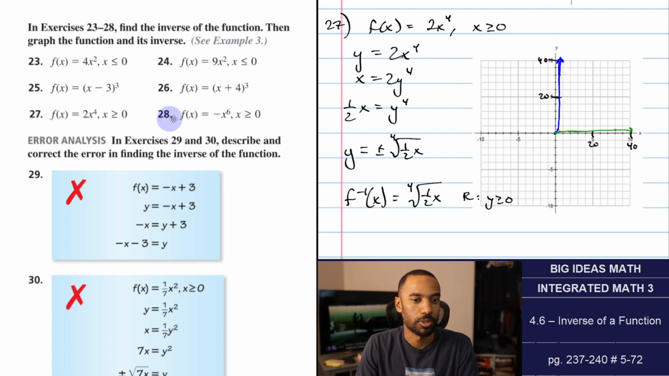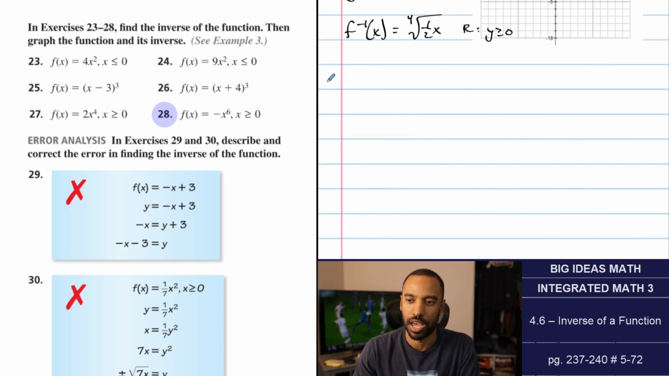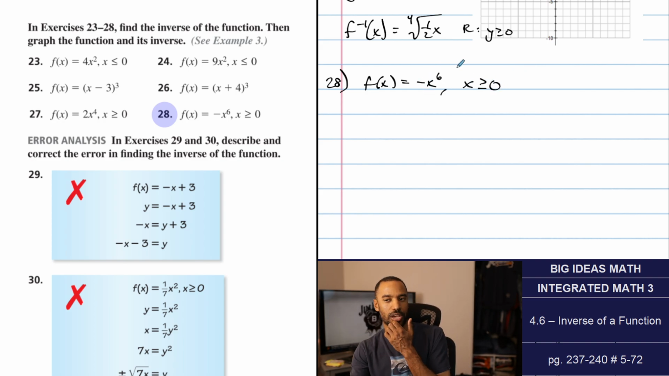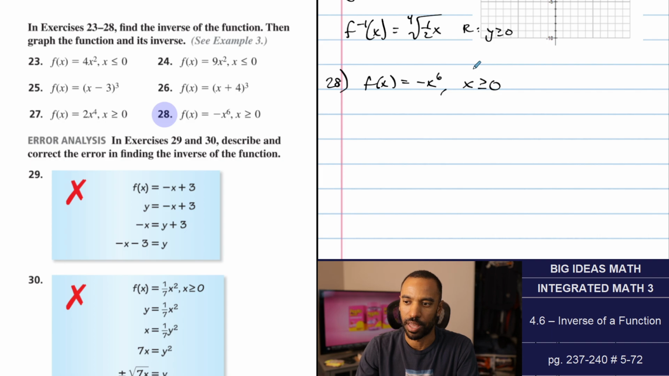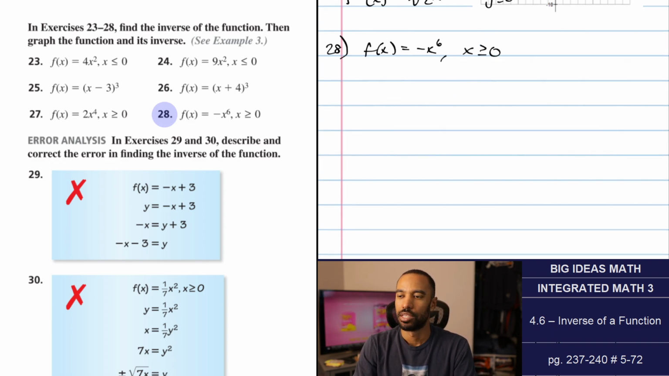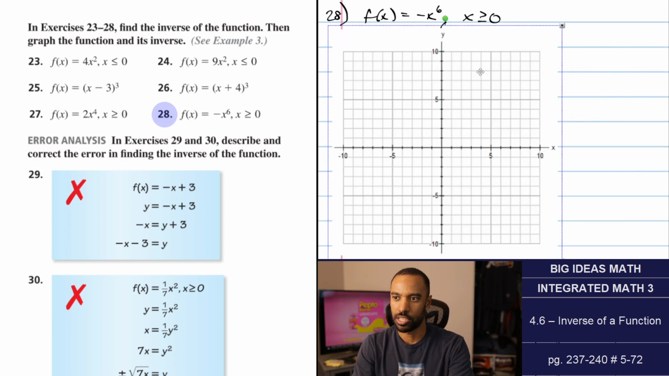Nothing I can do about it. Number 28. And this only gets taller from here, and there's not much I can do about it. f of x equals negative x to the sixth, x is greater than or equal to 0. I would have much preferred they did fractions on these ones so we could get some vertical compression and get some width on it, but they didn't seem to be game for that. So same idea as these other ones.